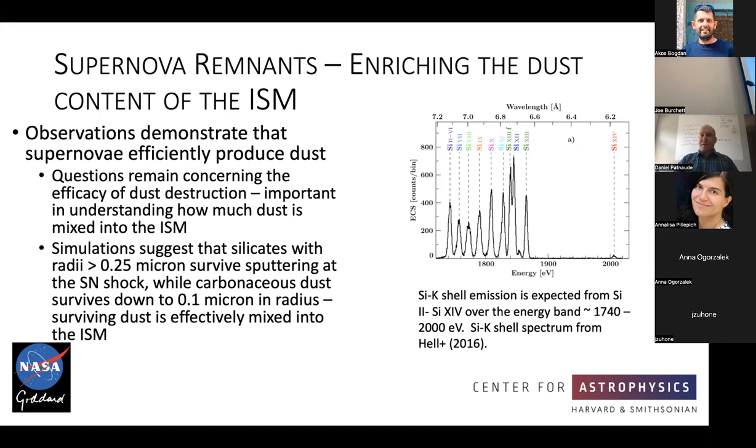K-shell emission. And what I'm showing here is an EBIT spectrum for silicon K-shell emission, and it extends from around 1750 eV all the way up to 2000 eV. And this covers the LEM band.